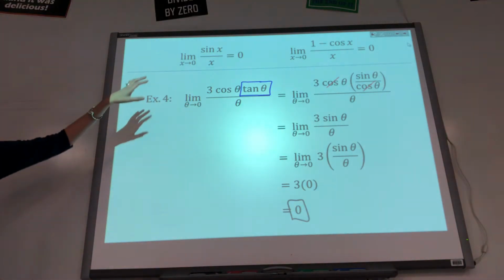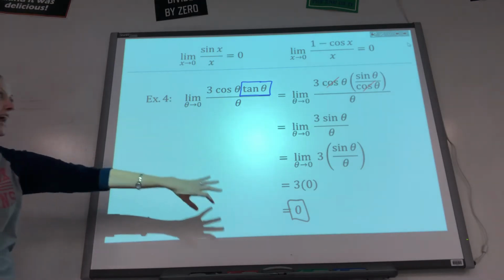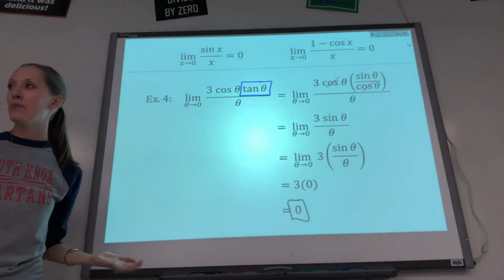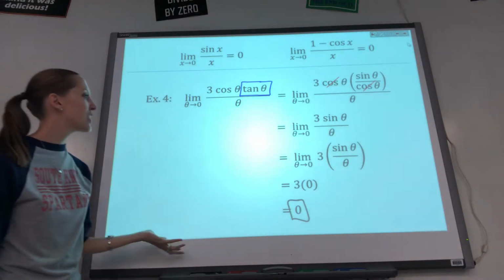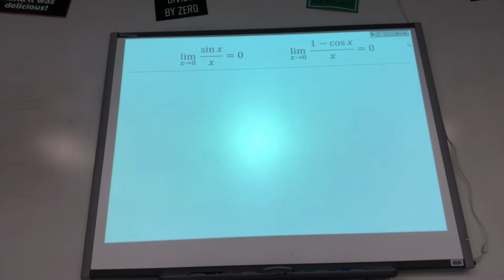If you have one of those special limits in your function and it's getting multiplied by something, it will always turn into 0, because 0 times anything is 0. I can't say that the answer to all of these is 0, but if it's getting multiplied by 0, then yeah, that should end up being your answer. Alrighty, any questions on number 4? Alright, I think there's 2 more here.